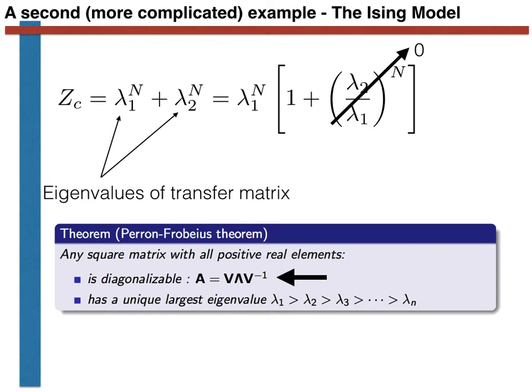Think about this for a moment. If lambda 1 is greater than lambda 2, then lambda 2 divided by lambda 1 will be less than 1. As we take progressively greater and greater powers of a number that is less than 1, we get smaller and smaller numbers. It thus seems reasonable to suppose that this quotient goes to 0 as n goes to infinity.